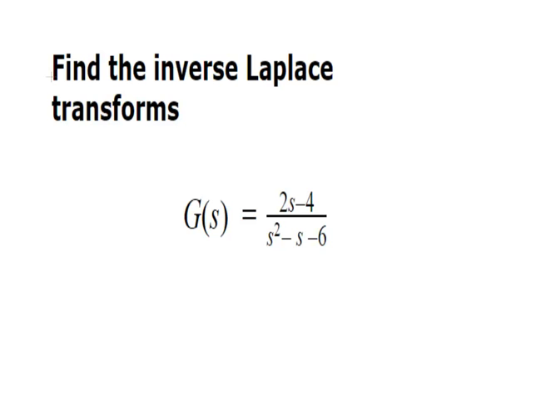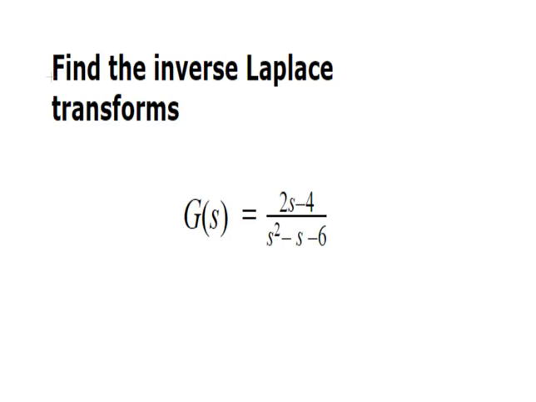Just as a remark, I use g of s to say g for given in the question, and I use f for something that you would identify from the formula sheet. So g of s is equal to 2s minus 4 divided by s squared minus s minus 6.